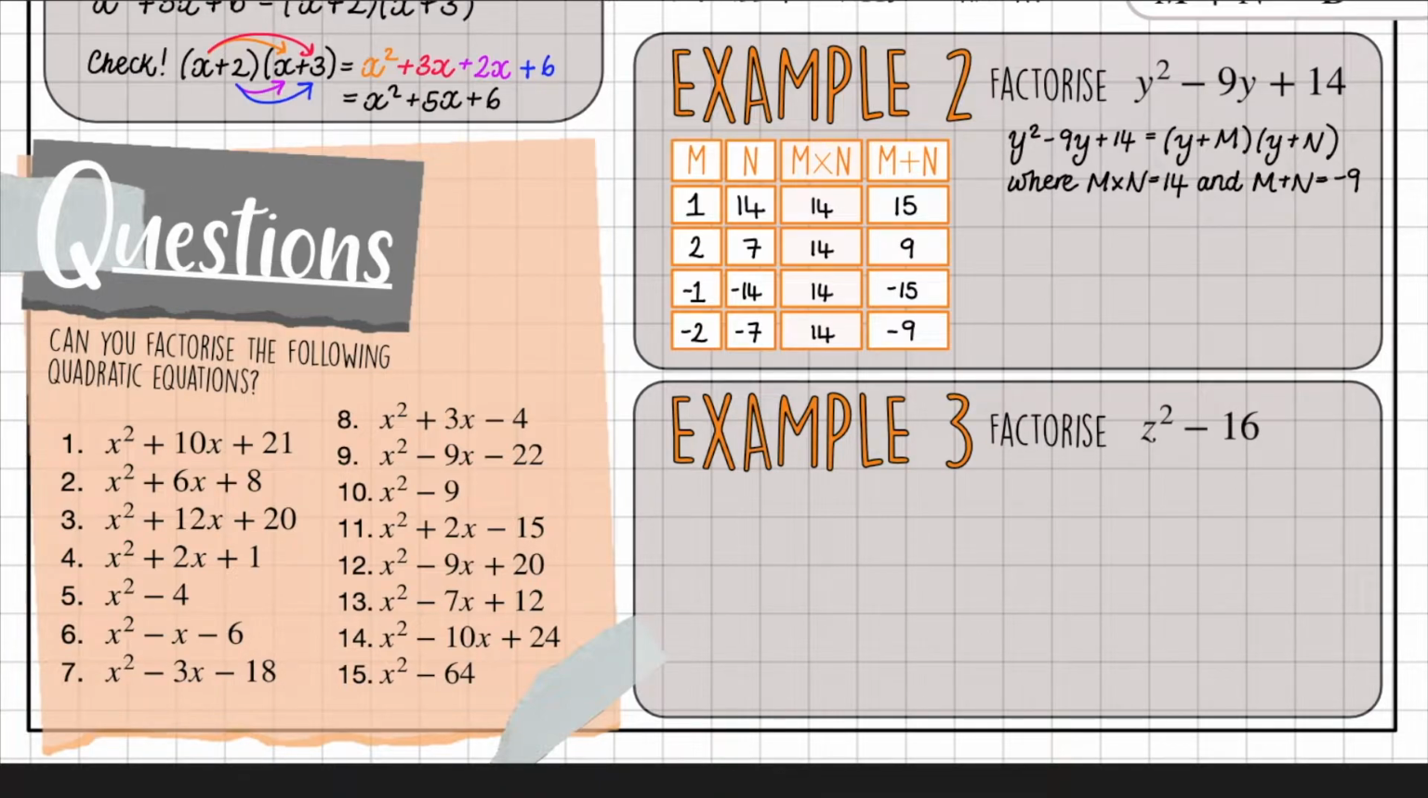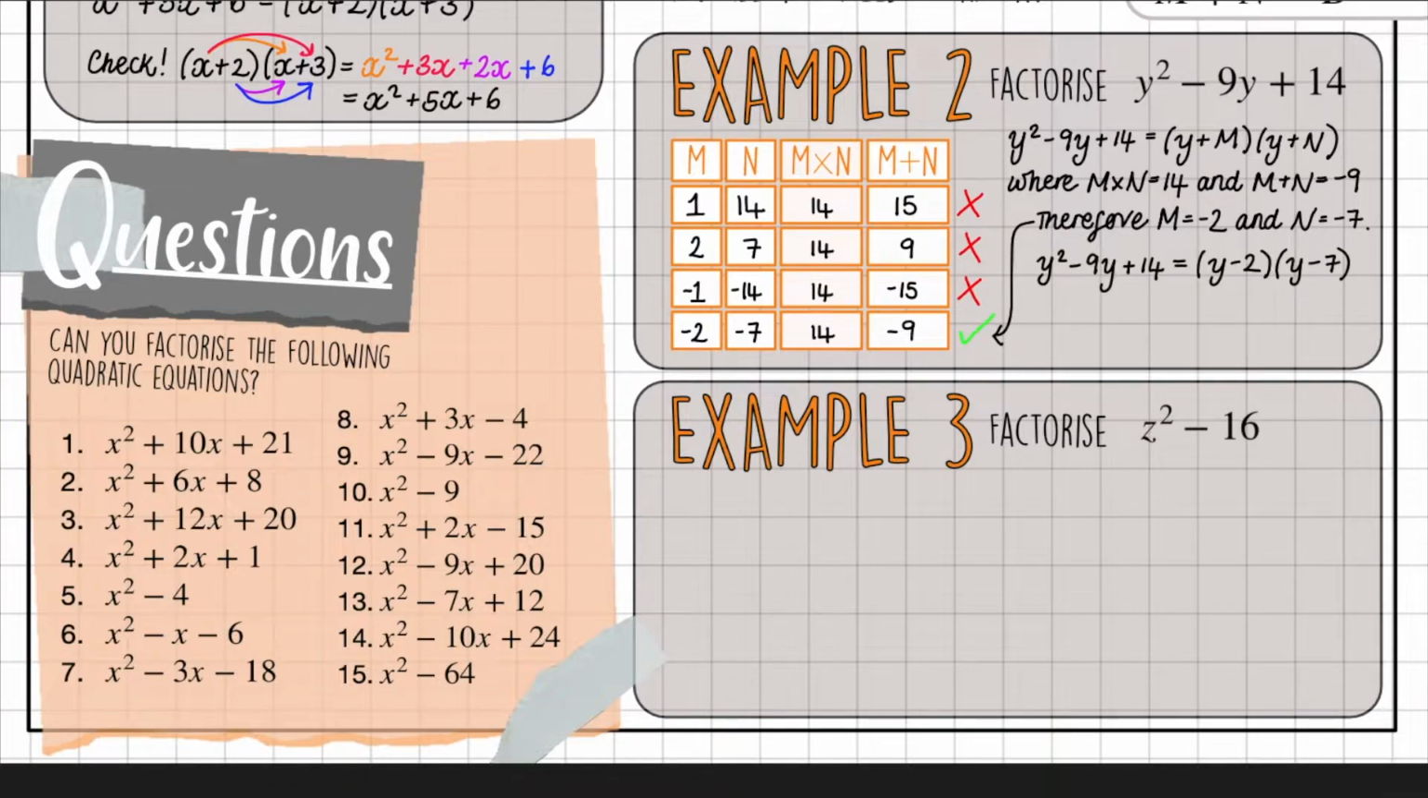What about this one? m is minus 2, n is minus 7, m times n is 14, and m plus n is minus 9. Therefore, we have the scenario we needed. If we take m as minus 2 and n as minus 7, then we get m times n as 14 and m plus n as minus 9. Thus, our quadratic can be factorised to the following: bracketed y minus 2 times bracketed y minus 7.